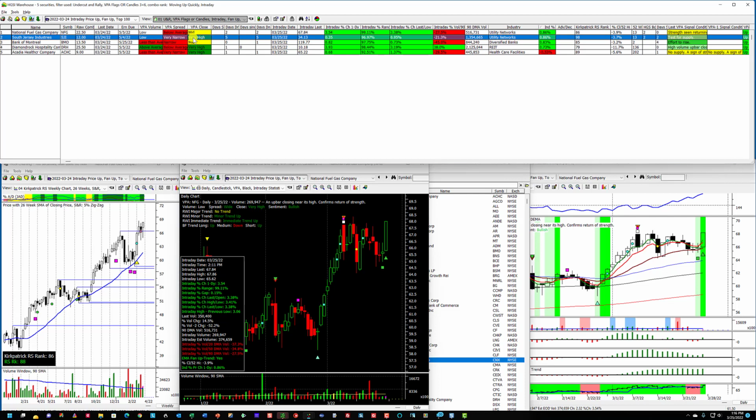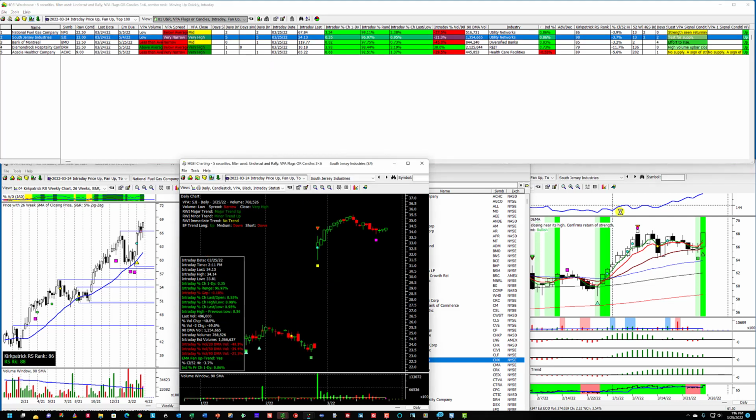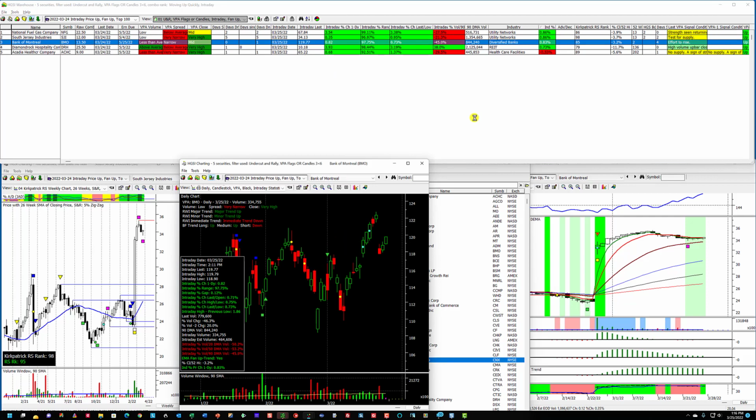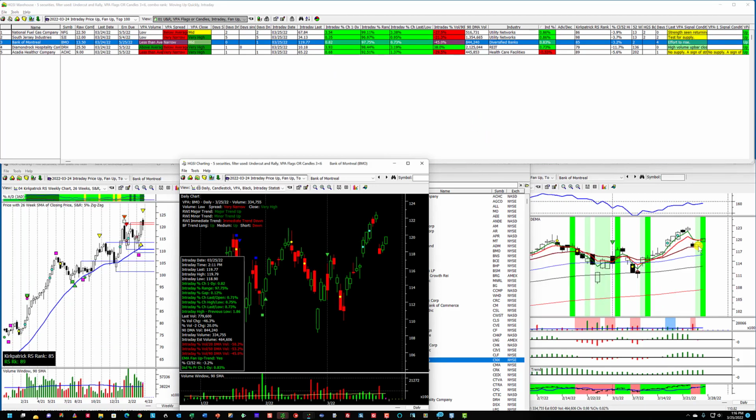Let's look at another one. South Jersey Industries. This one isn't up very much. You can see it's still setting up. It looks like a buyout to me. How about the Bank of Montreal? Setup day, moving up.